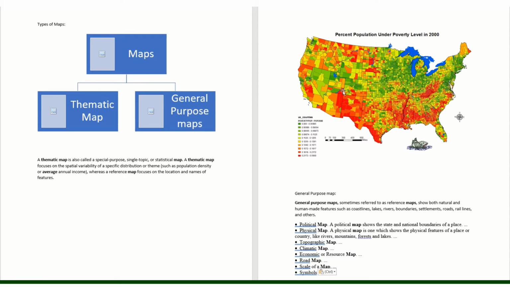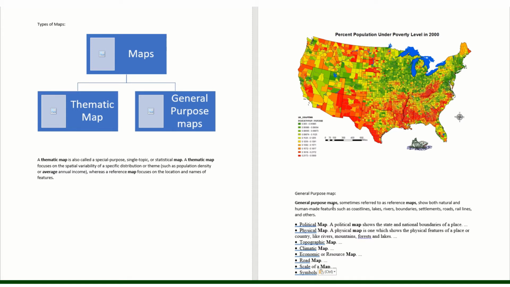It always shows this with different colors, and this is the key. It shows the data of which areas are under the poverty level and how gradually it increases. So the thematic purpose is a single purpose. Here we can also show the population distribution, rising oil prices, rising food supplies, the destruction of cities, increasing numbers of cities, and the bank inflation rate. All these things we can represent through the thematic map, as it's a single topic and statistical.